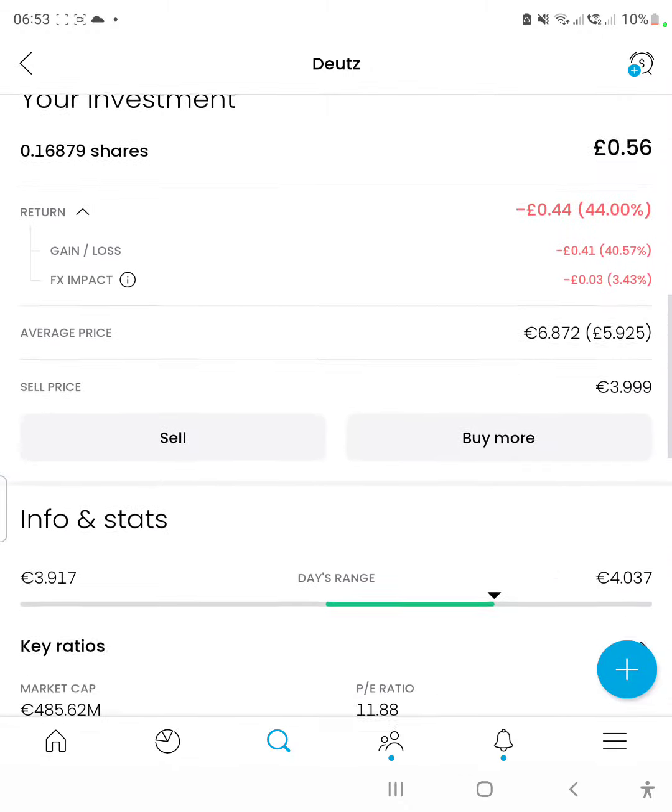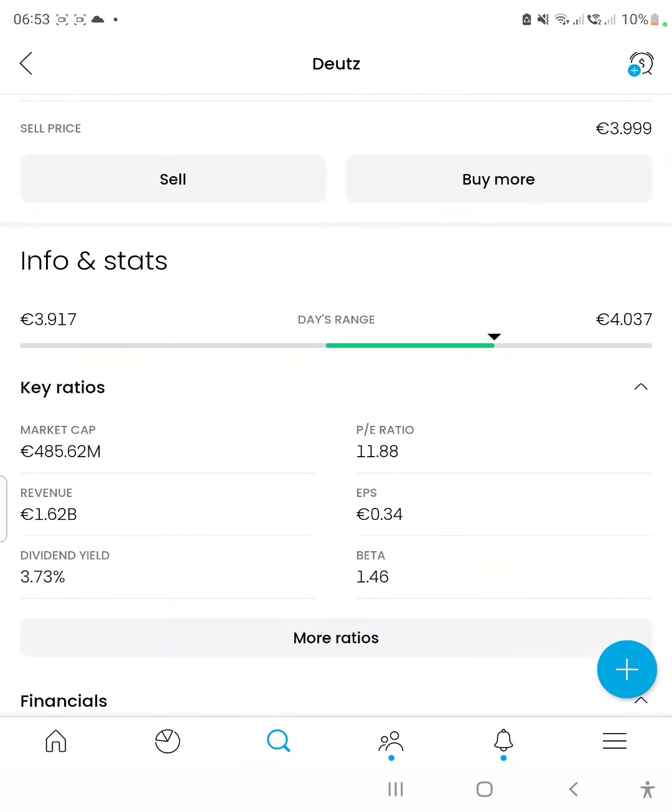So the key ratios show that the market cap, which is the overall market value or market price of the company, comprised of its individual shares multiplied by the value of each share, is 485.62 million euros. The PE ratio is the price to earnings ratio.